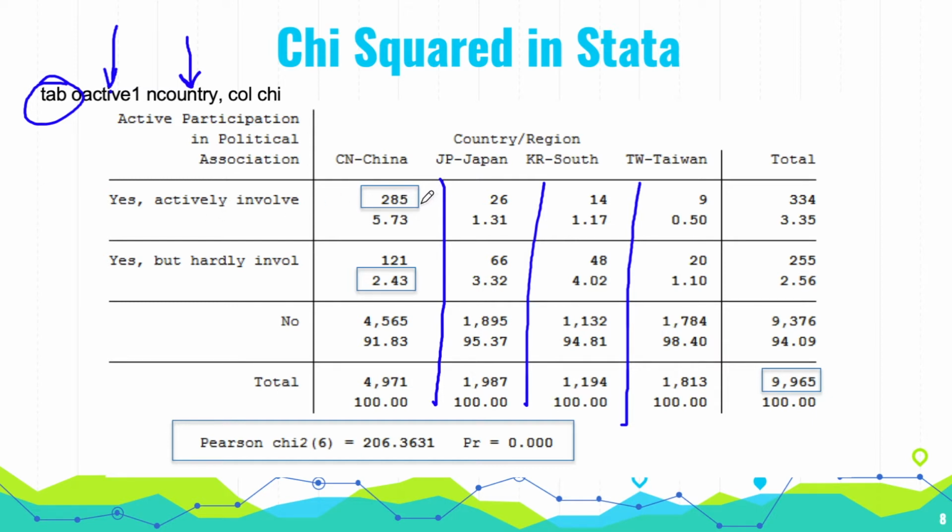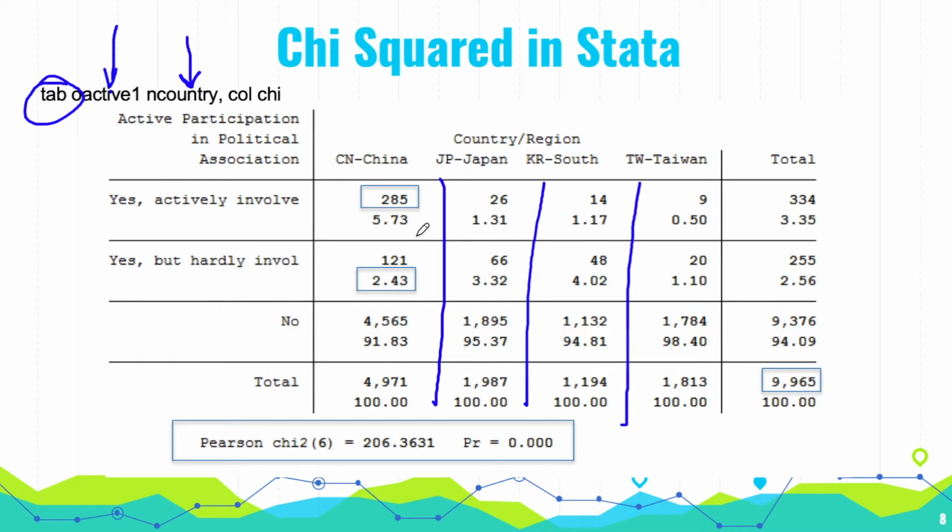So let's look at another intersection. Folks from South Korea who are hardly involved, but yes, involved in a political association. We look at that top value. That means that 48 people in this entire data set were both from South Korea and, yes, but hardly involved in a political association.